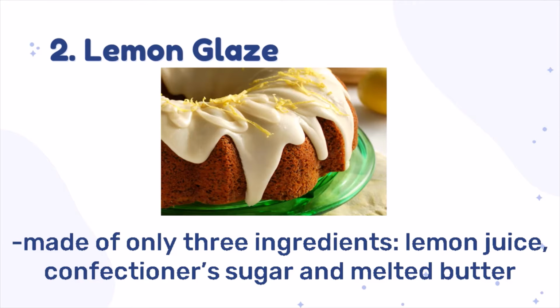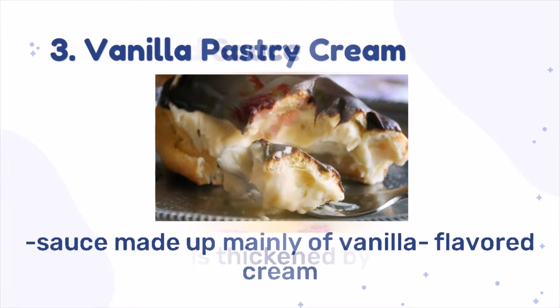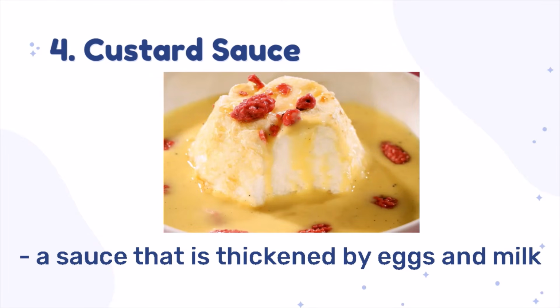Lemon glaze is made only with 3 ingredients. It is perfect sprinkled on pound cakes, rum cakes, coffee cakes, cookies, and more. Vanilla pastry cream is a sauce made up mainly of vanilla-flavored cream. Custard sauce is a sauce that is thickened by eggs and milk.